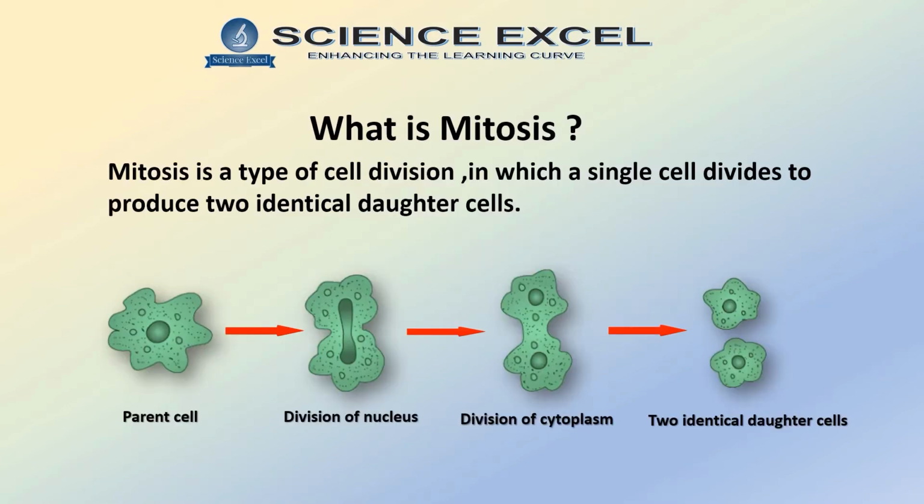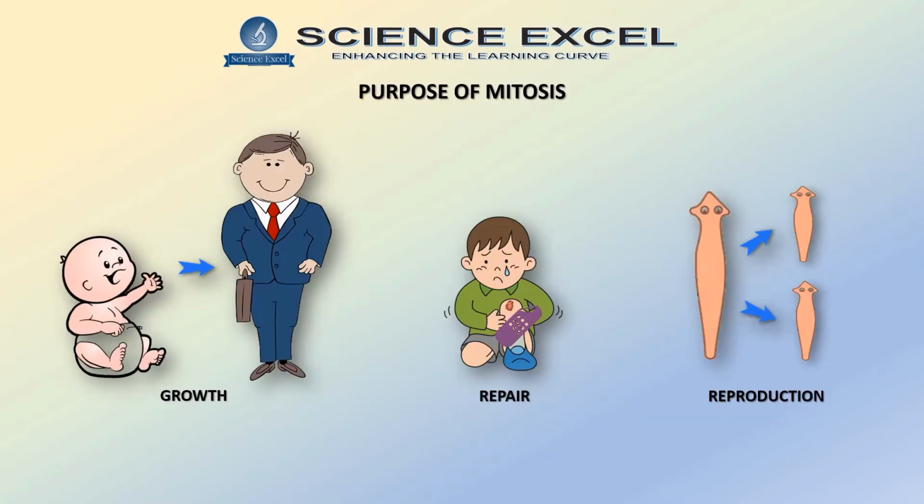What is mitosis? Mitosis is a type of cell division in which a single cell divides to produce two identical daughter cells. So what is the purpose of mitosis? Mitosis is used to create new cells for growth, repair and reproduction.